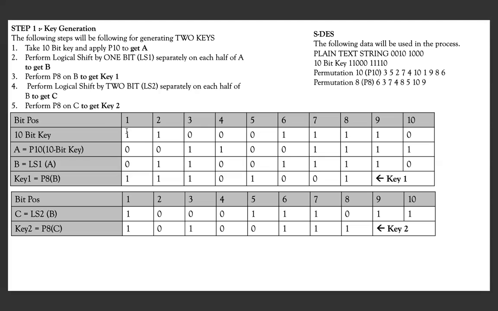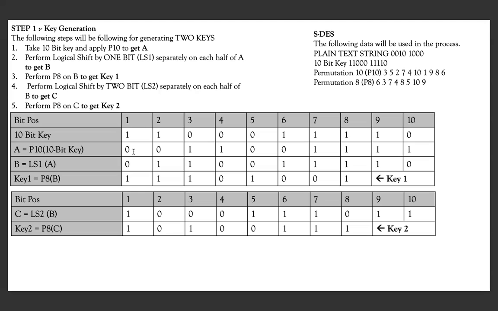Understood. Okay. Second step, we will perform a logical shift by 1 bit, LS1. So LS1 means logical shift 1. So logical shift by 1 bit separately on each half of A to get B. What that means is that we will apply LS1 on the first 5 bits, then LS1 on the remaining 5 bits, and we'll end up with B.